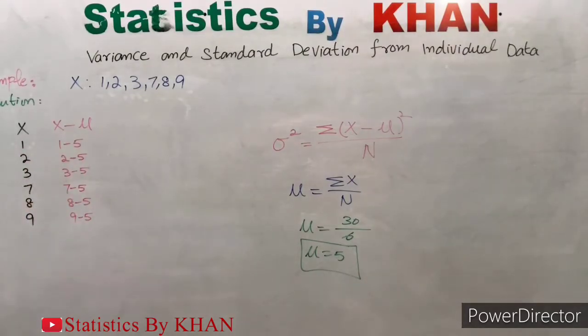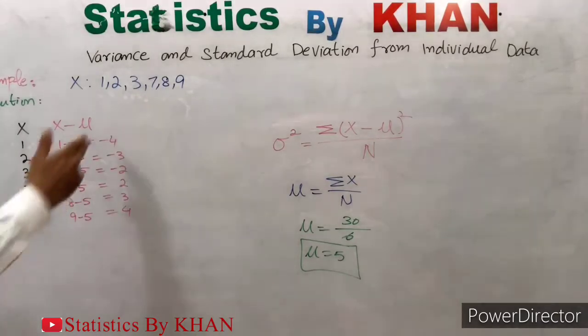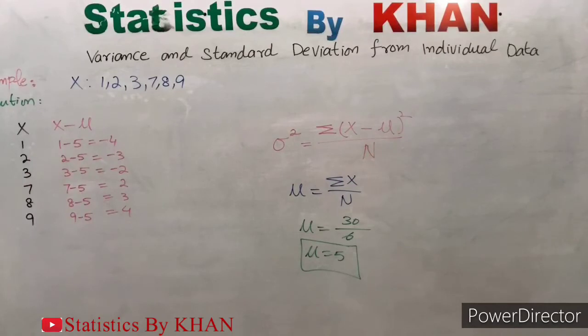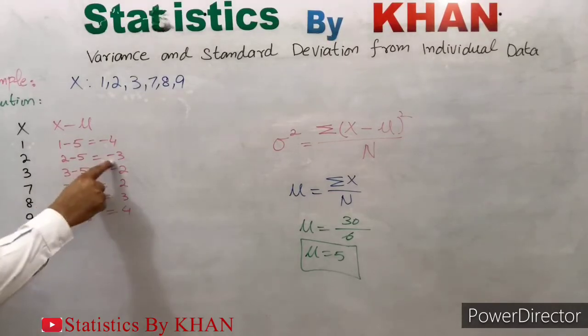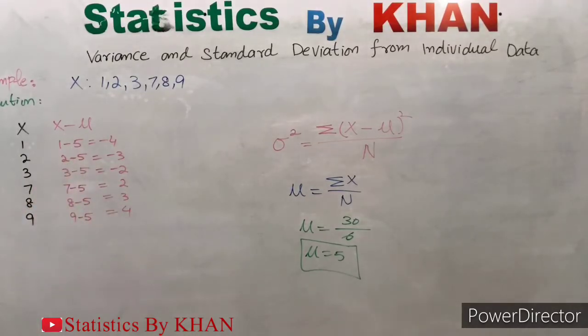If we simplify this column, we have obtained deviations. As I have already told you, deviation is the difference of two numbers. So 1 minus 5 is equal to minus 4. This is the deviation of these two numbers. Similarly, 2 minus 5 is equal to minus 3. So this minus 3 is the deviation of 2 and 5 and so on.